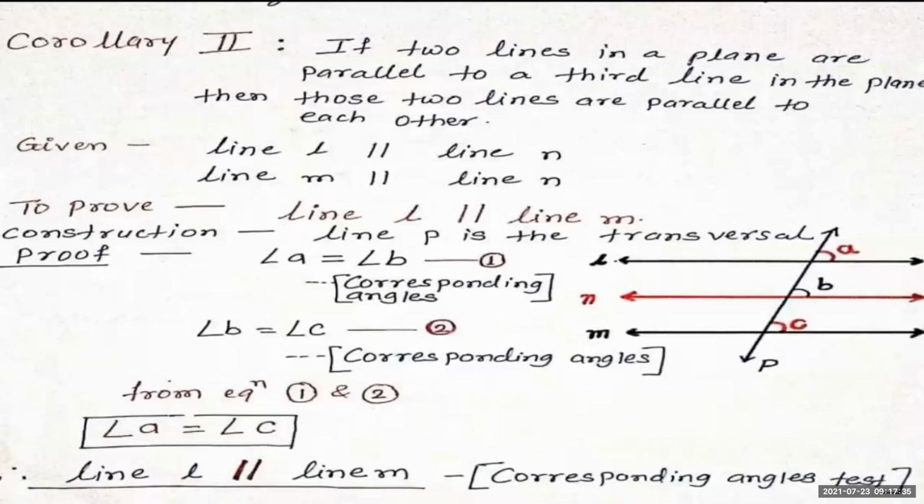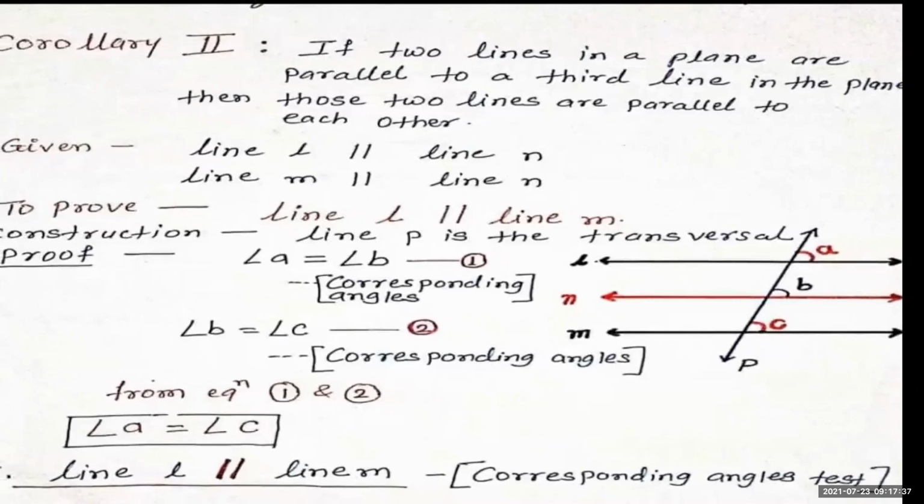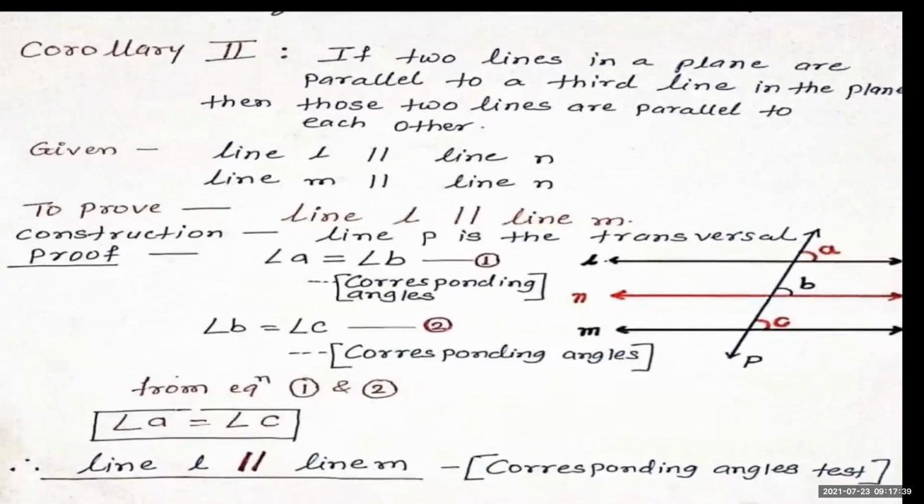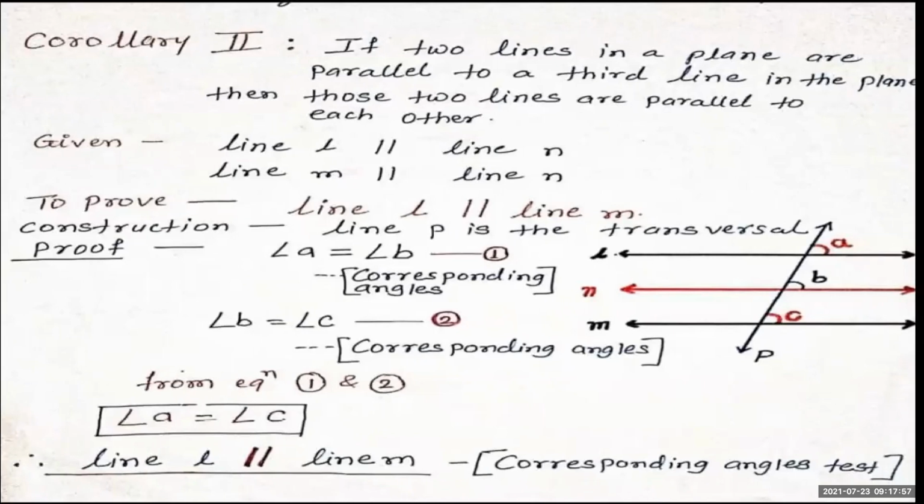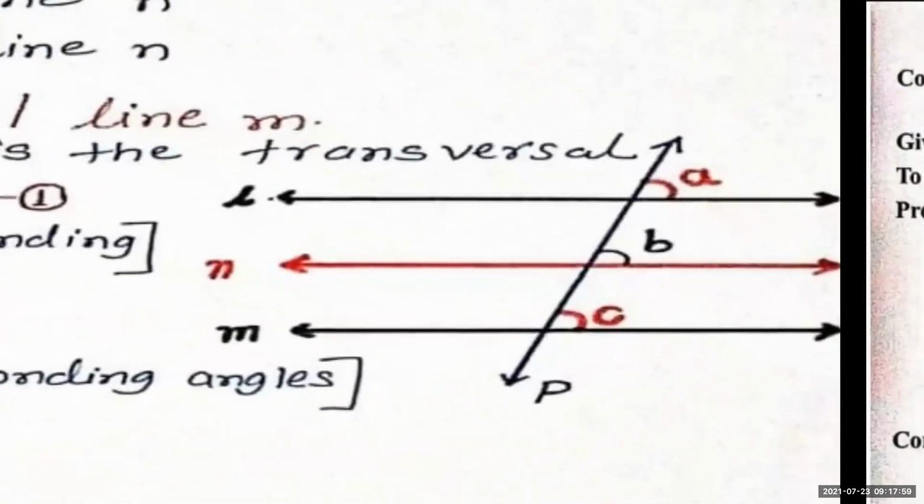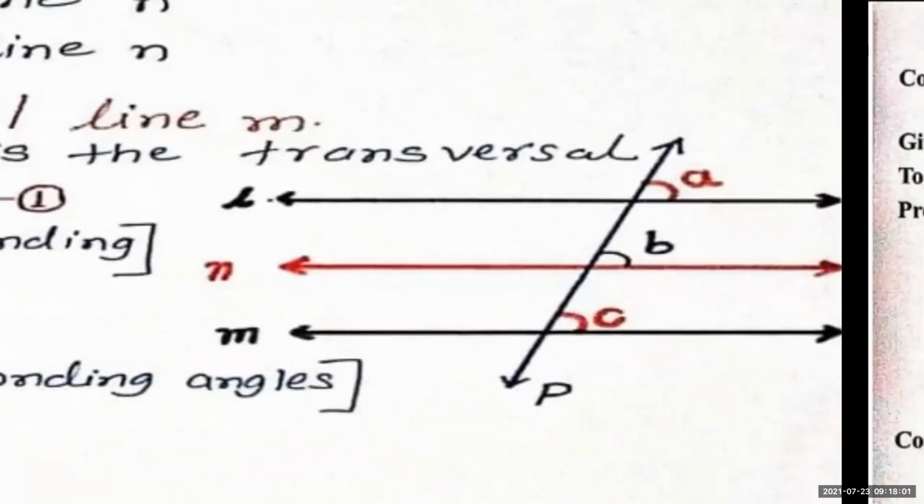Now, see the diagram. Only three lines were given. So to prove our theorem, we have to draw a transversal. That is the construction. You should write here: construction, line P is the transversal. Here you can see line P is the transversal.